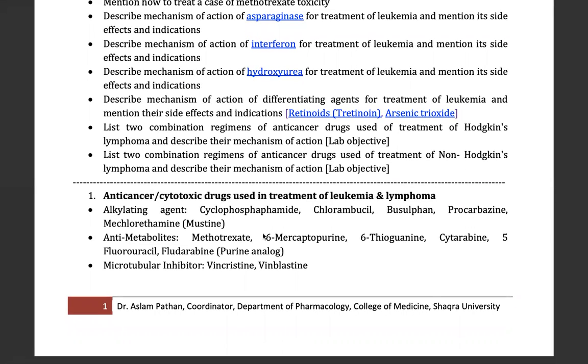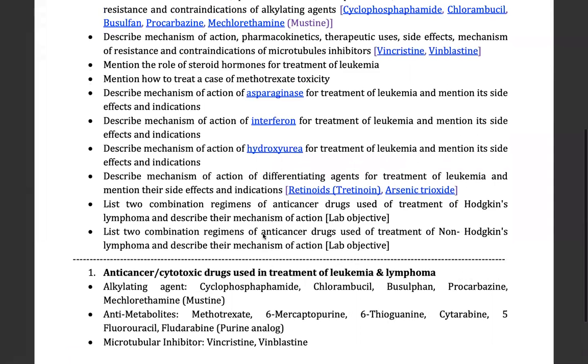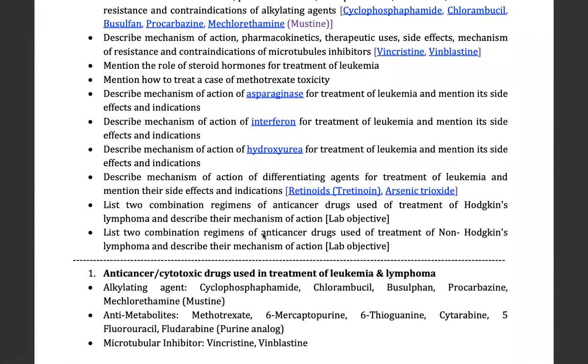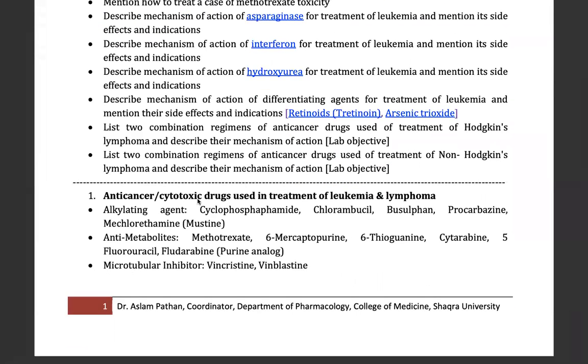So the anti-cancer or cytotoxic drugs which are used in the treatment of leukemia and lymphoma. Now, I hope you clearly know what lymphoma and leukemia are. So, which are these? Alkylating agents, antimetabolites. We have some examples of alkylating agents.